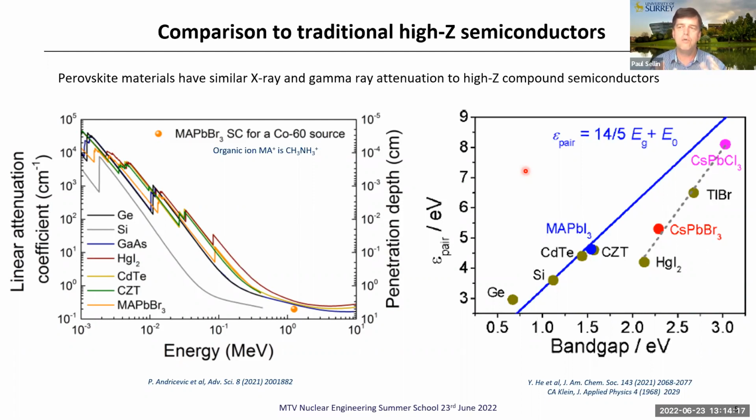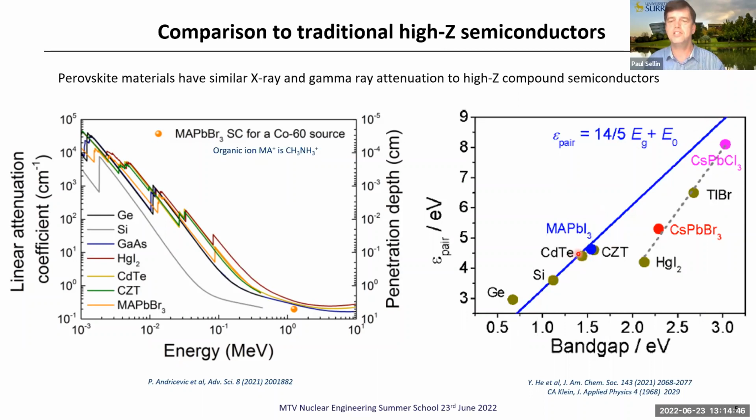And people postulated what the electron-hole pair creation energy of a semiconductor might be. Is it twice the band gap? Is it once the band gap? It turns out it's a little bit more than twice. And this phenomenological expression of 14/5 times the band gap plus some offset energy is shown in blue. And things like silicon, germanium, CZT have fitted this line pretty well.